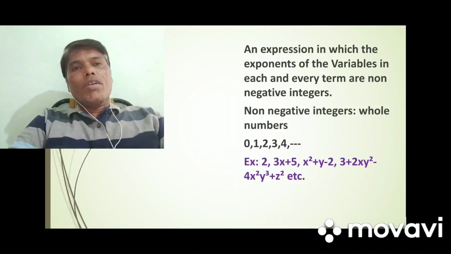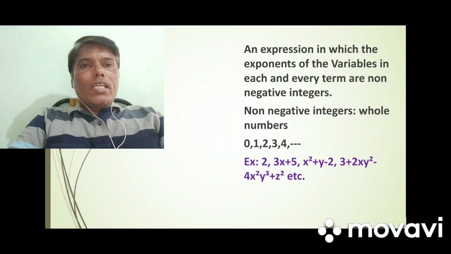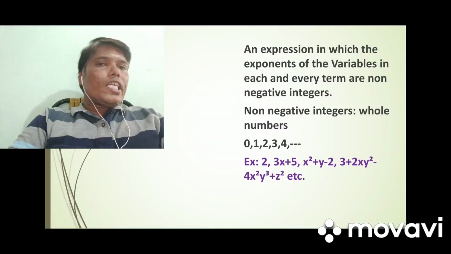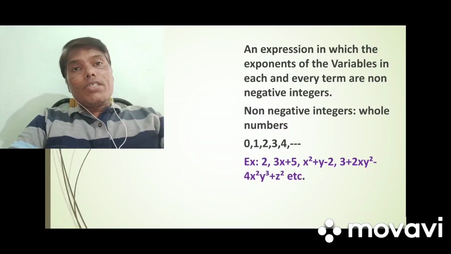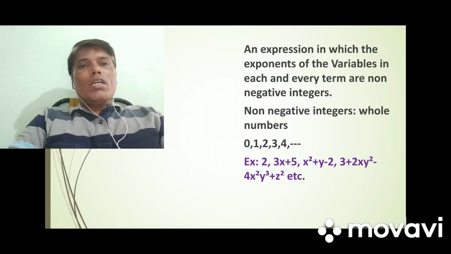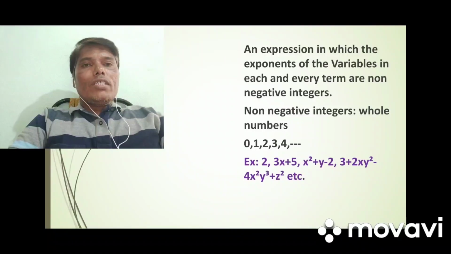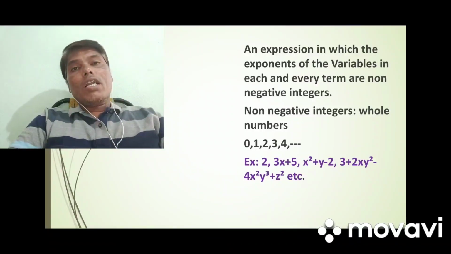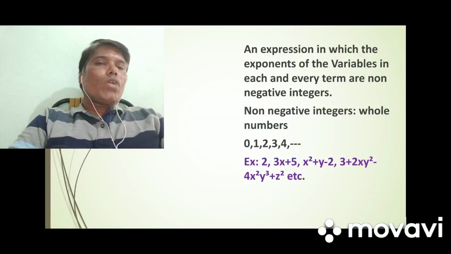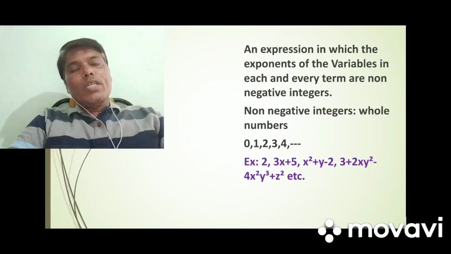Let us see. An expression in which the exponents of the variables present in each and every term are non-negative integers, then that expression is called a polynomial. Okay. What is meant by non-negative integers? Non-negative integers are nothing but whole numbers like 0, 1, 2, 3, 4 and so on. These are the non-negative integers.